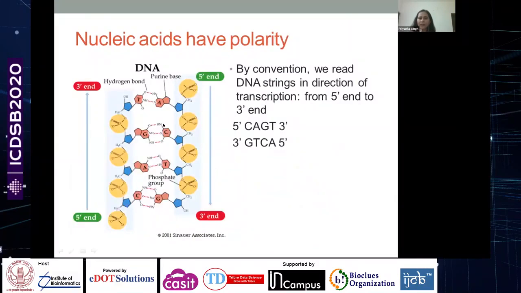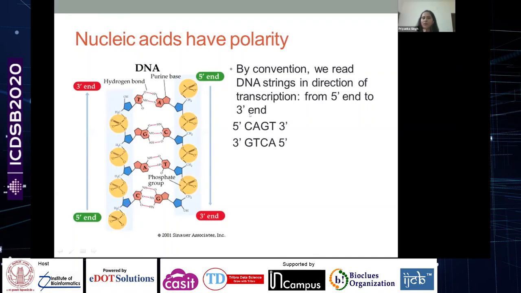Now there is a polarity also involved with the nucleic acid. So they have a direction. They have a 5' end which has a free phosphate group, and they have a 3' end which has a free hydroxyl group. The double helix is anti-parallel. So one strand is running in 5' to 3' direction and the other one in the opposite direction.